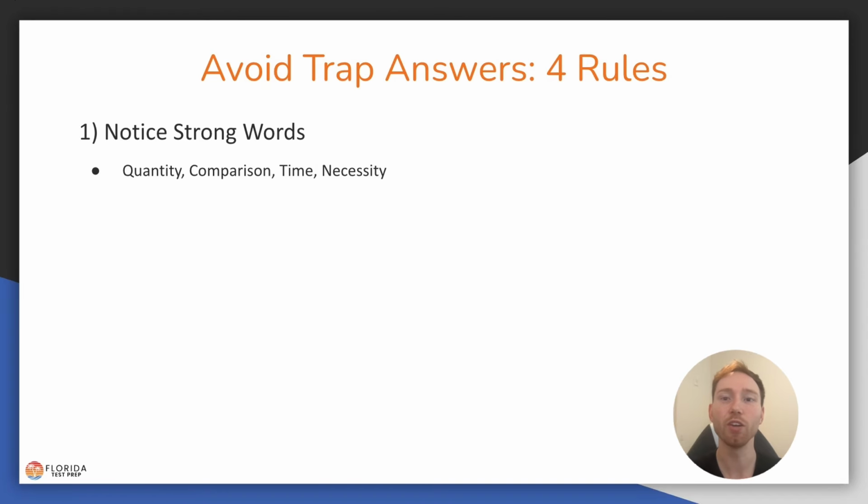Rule 1. You need to notice strong words in the answer choices. These are words that indicate quantity. So do few things do it or do all things do it? Comparison, like more than or less than. Time, so that would be how often something occurs. Does it always happen? Or does it never happen? And then necessity, as in must it happen? Does it need to happen? These are strong words in answer choices.